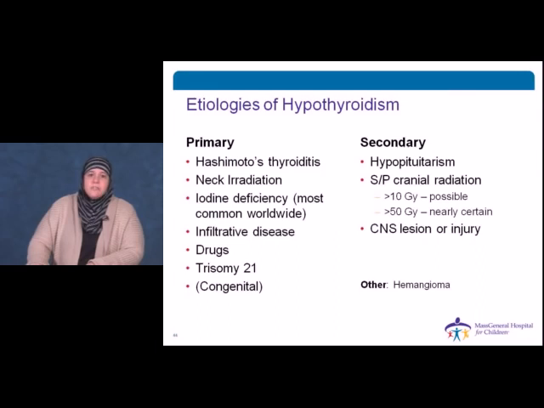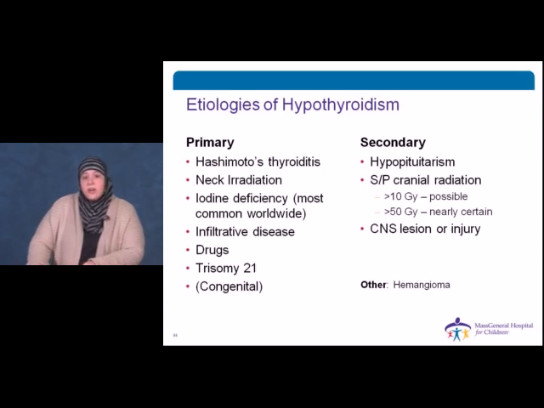If children receive more than 10 grays of radiation to the pituitary, it's possible that they'll develop thyroid dysfunction due to decreased TSH synthesis. If they receive more than 50 grays, it's nearly certain that they'll develop secondary hypothyroidism. Another important cause to keep in mind is hemangioma in young infants, and this is actually a consumptive hypothyroidism that requires really aggressive treatment. This is not common, but important to keep on your differential for severe hypothyroidism in infants.